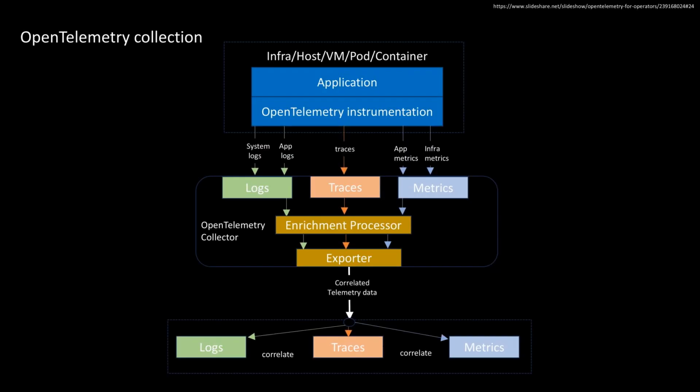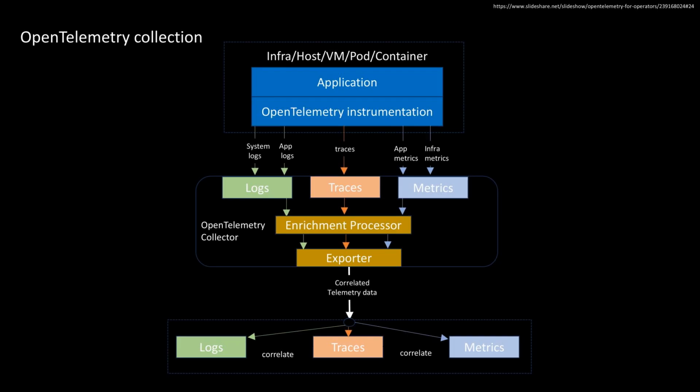This slide provides a comprehensive view of the OpenTelemetry collection process, demonstrating how telemetry data flows from source to collection. The process begins with the application itself, where OpenTelemetry instrumentation is applied. This is depicted at the top of our diagram. Instrumentation can be both automatic and manual, enabling detailed collection of monitoring data, logs, traces, and metrics from the application operations. From the application, these three primary types of telemetry data are generated.